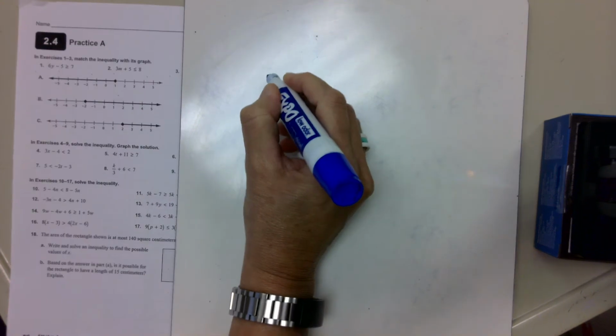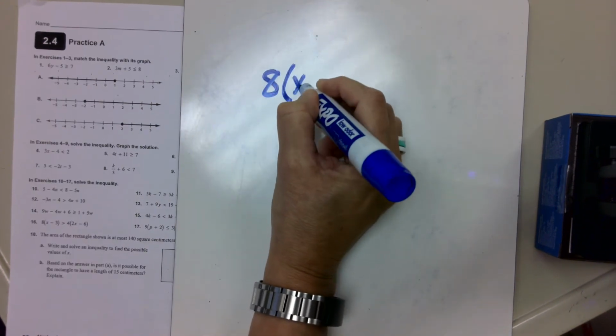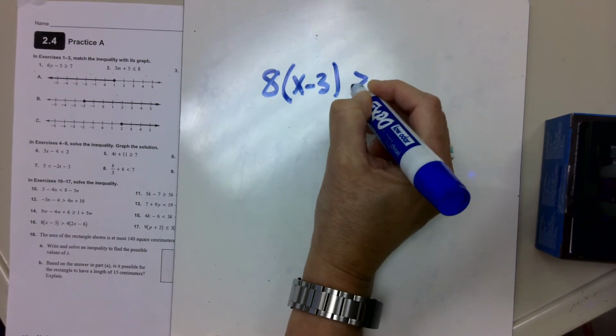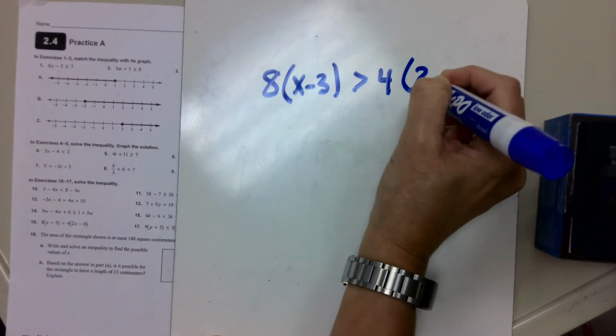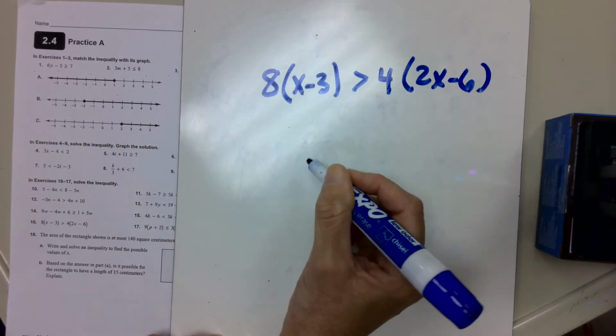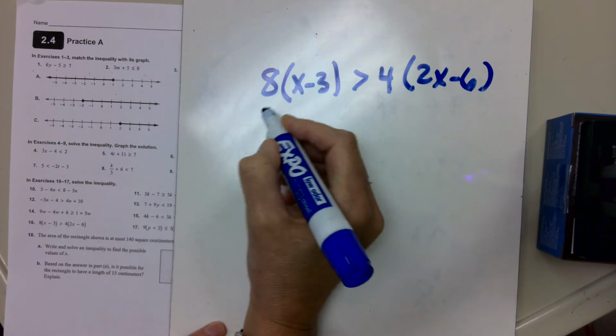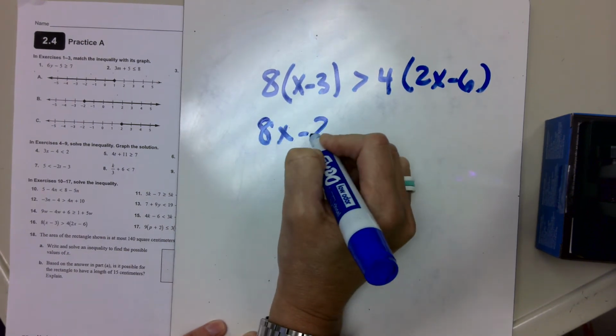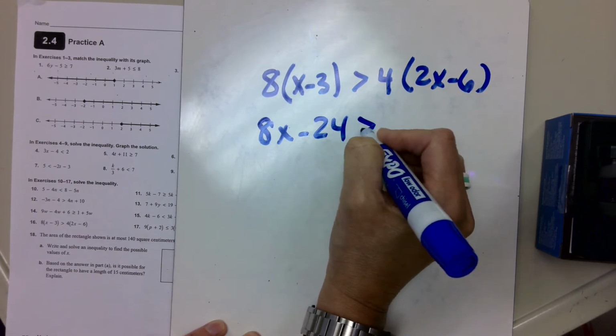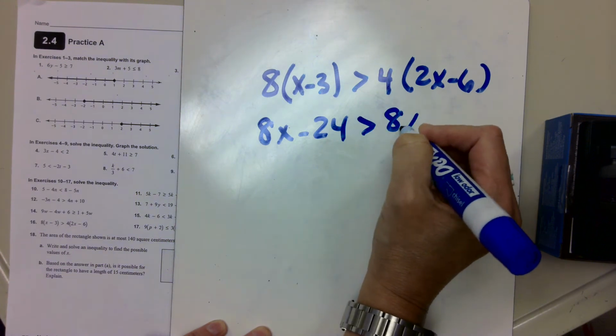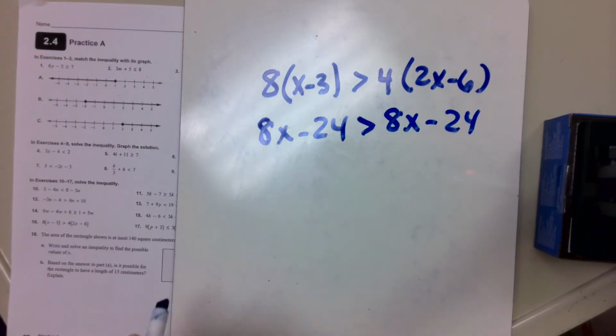Number 16 looks like this. 8 times x minus 3 is greater than 4 times 2x minus 6. Now, when I do the distributive property, I'm going to get 8x minus 24 on this side. I have the greater than symbol, and I'm going to get 8x minus 24 on this side.